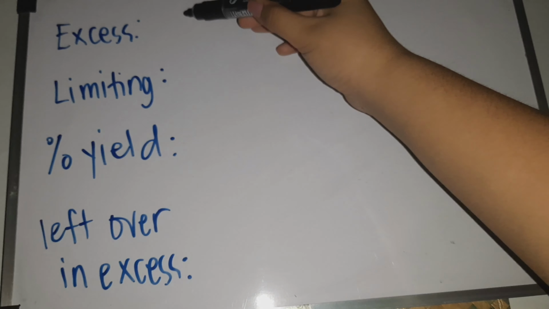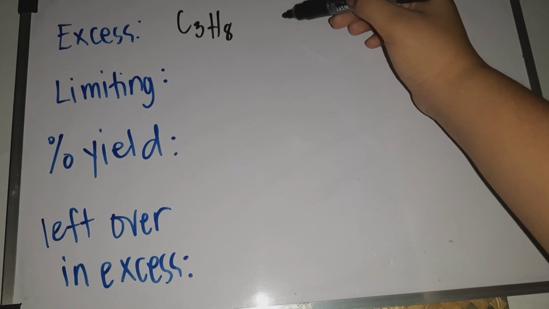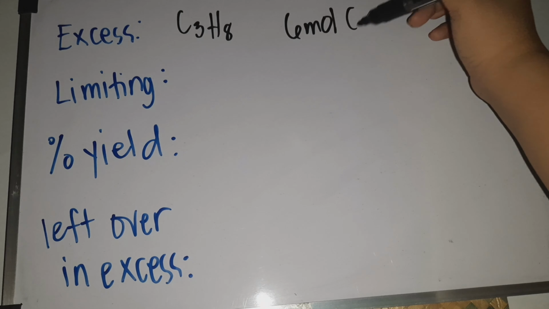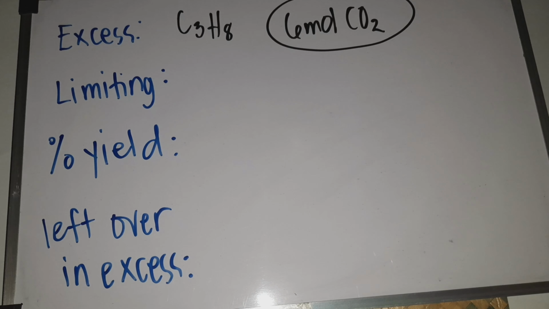Okay, so let's review our answer. In problem number 2, we are tasked to find the excess, limiting, percentage yield, and then the leftover in excess. So our excess reagent is propane, C3H8. If we use the 2 moles of C3H8, we can have the largest amount of product to be produced, and that is 6 mole of carbon dioxide.